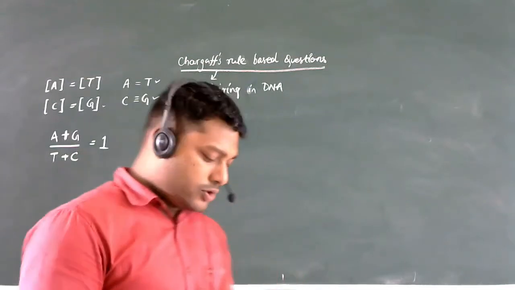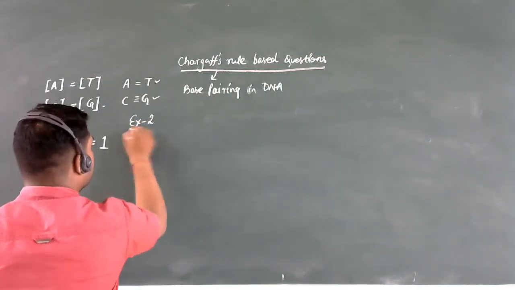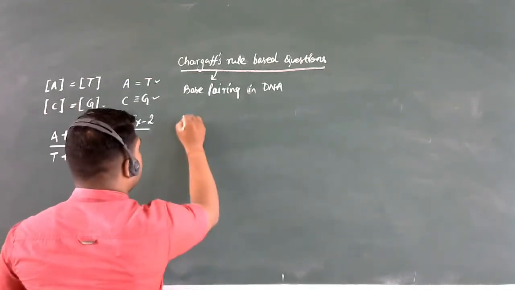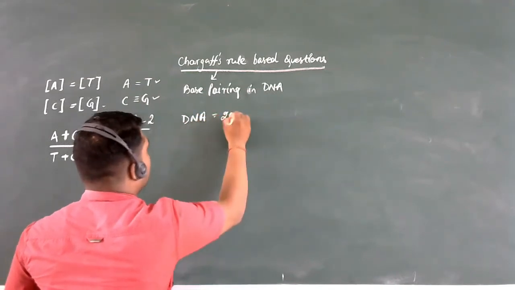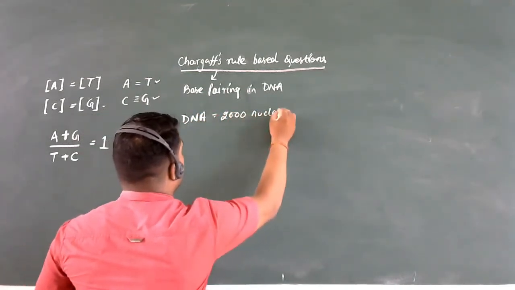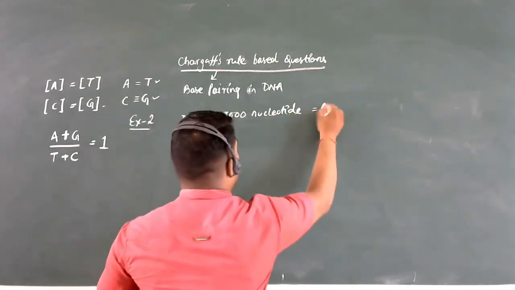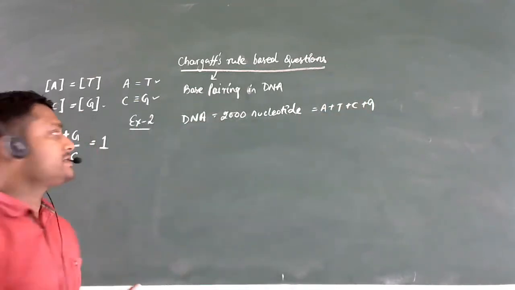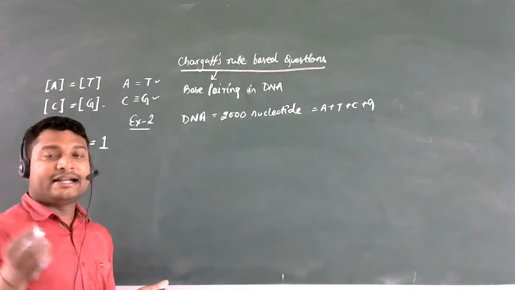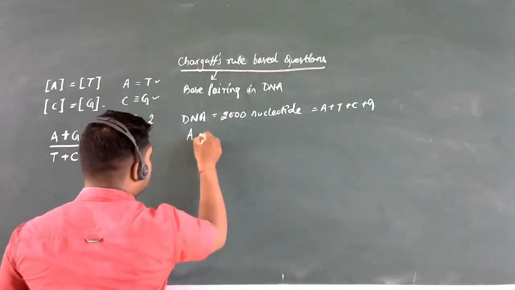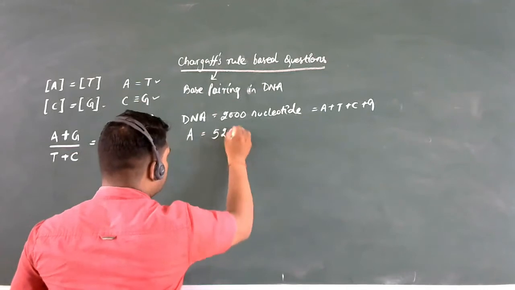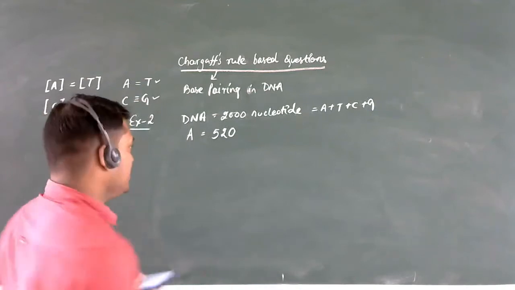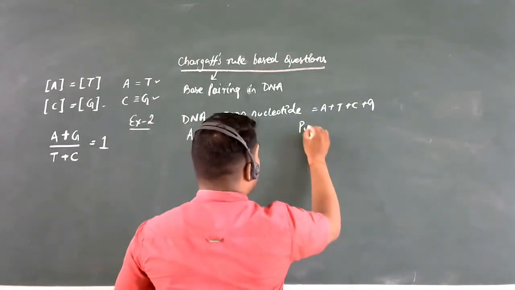Okay, students. So let us go to the second example. Here a segment of DNA has a total of 2000 nucleotides. So here DNA is going to have 2000 nucleotides, that is, it is all A plus T plus C plus G. Now they have given that out of this, 520 are adenine bases. So the value of A is given, which is 520. They're asking how many purine bases this segment possesses.